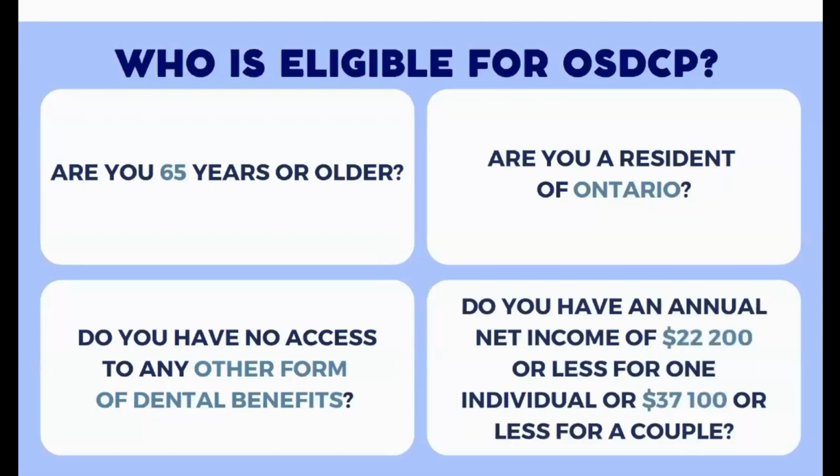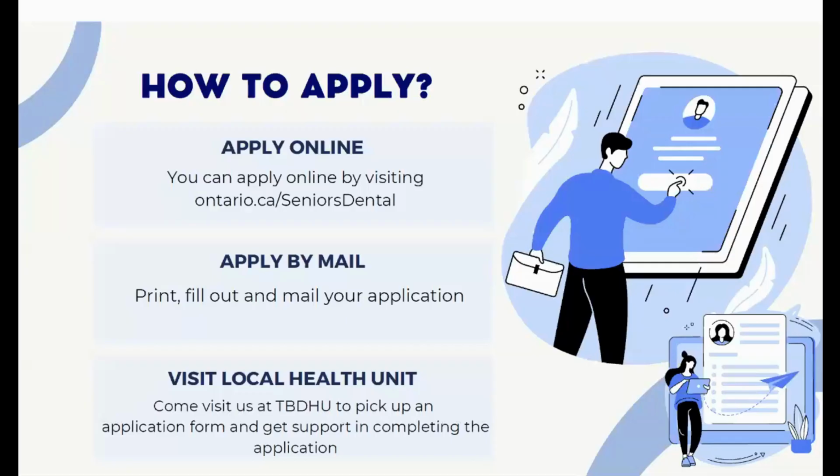And then lastly, there is a financial aspect to it. You have an annual net income of $22,200 or less if you are an individual, or if you're a couple, you have an annual income level of $37,100 or less. So if you or someone you know fits these 4 pieces of criteria, then you would be eligible for the OSDCP and you could get free dental care as a senior.